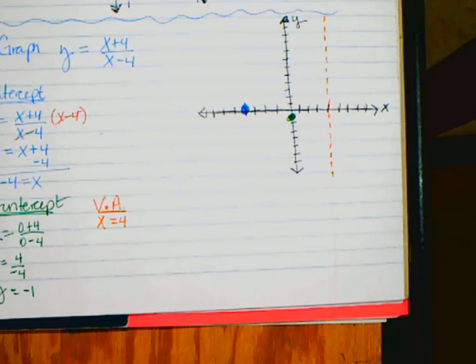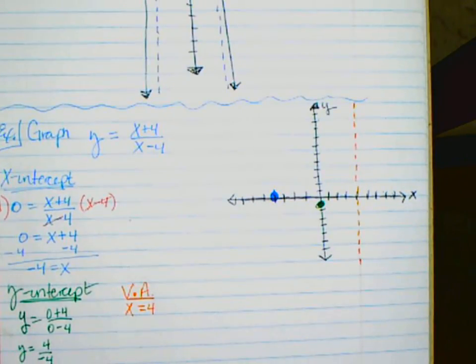Step 4, determine if you have a horizontal asymptote. The graph of a rational function can have no more than one horizontal asymptote. So you may not have any horizontal asymptotes, but you can have one horizontal asymptote, but no more than that. Okay? And for the horizontal asymptote, we look at the degrees of the numerator and the degrees of the denominator.